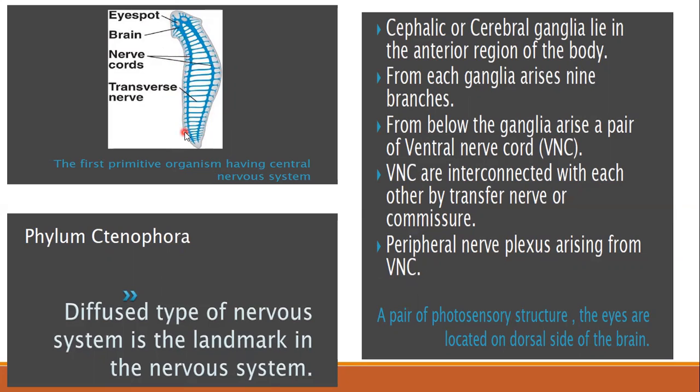And again, this question is very important. Along with the diagram, you have to do it. A pair of photosensory structure, that is the eyes. The presence of eyes you can see first time in case of phylum Ctenophora.